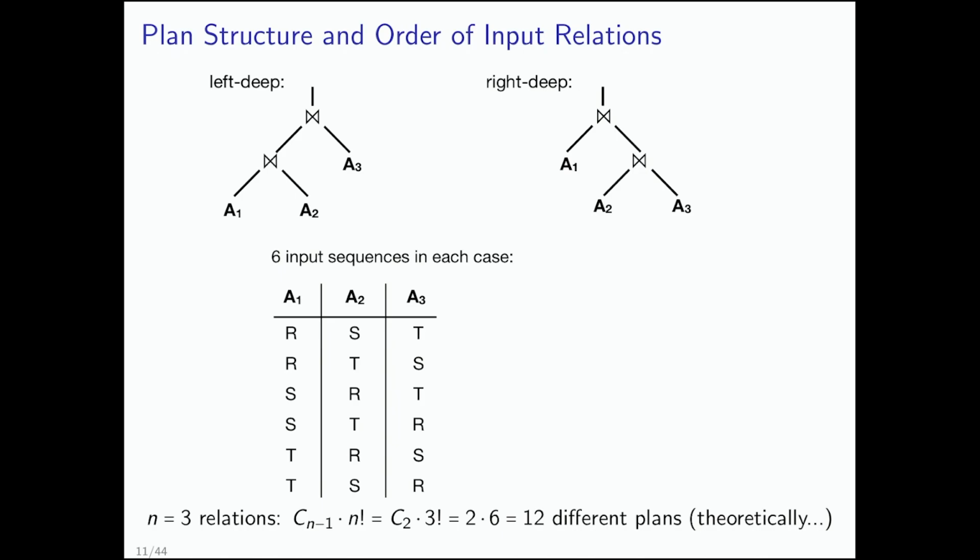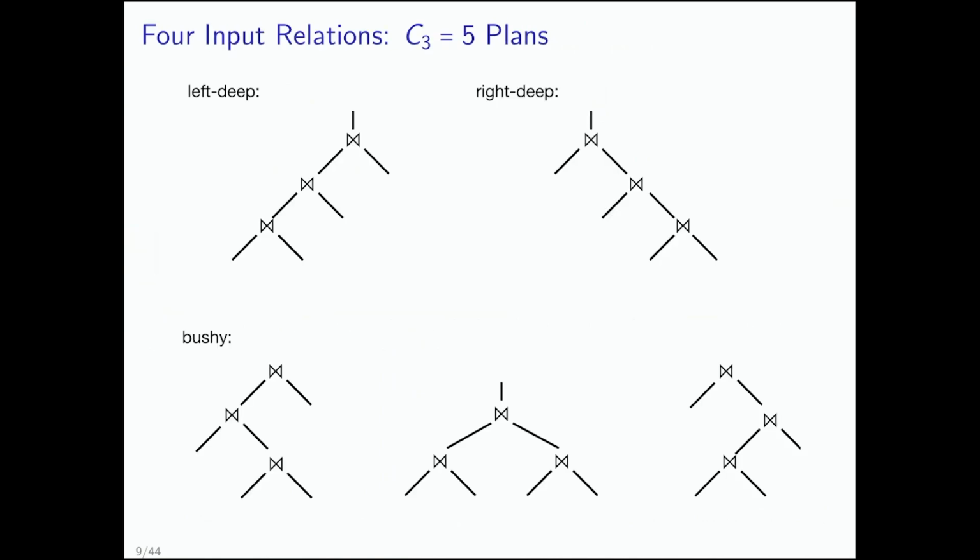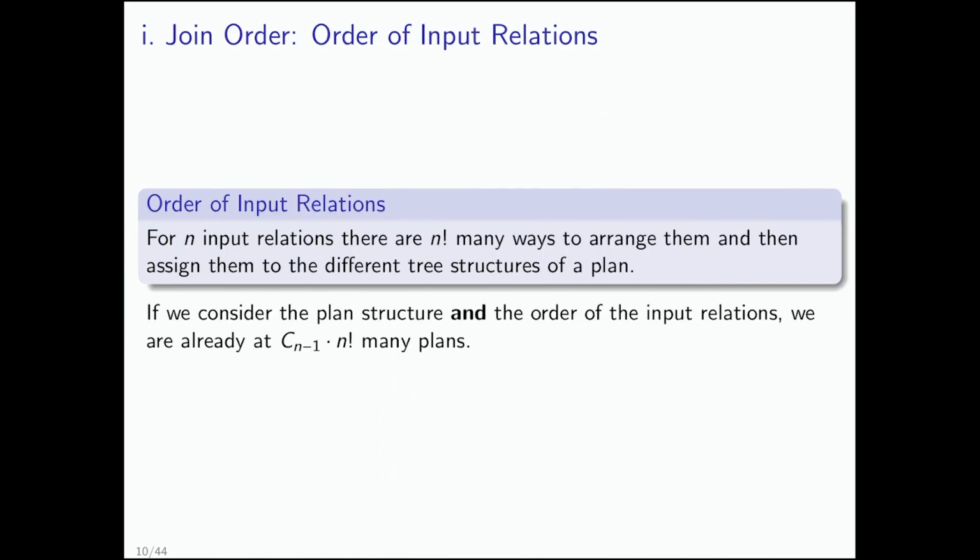You see that with n factorial times the Catalan number. So basically that is the number of plans you have to consider. And for large queries with many relations, this becomes infeasible to compute actually.